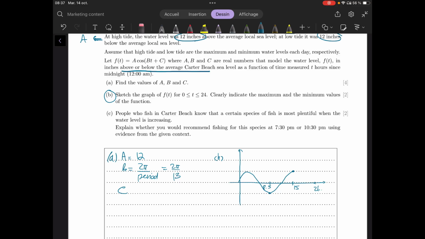At another period, it's going to go down. Then it doesn't have enough time to go back up. So it can probably stop somewhere around there. Maximum is 12, minimum negative 12. When t is equal to 0, we should start over there, essentially.